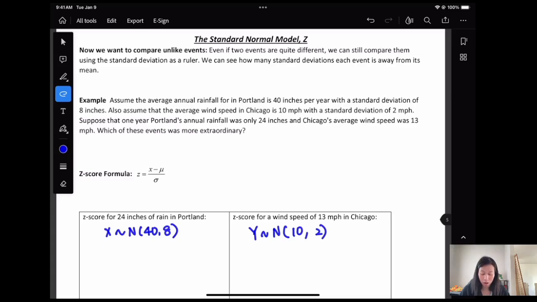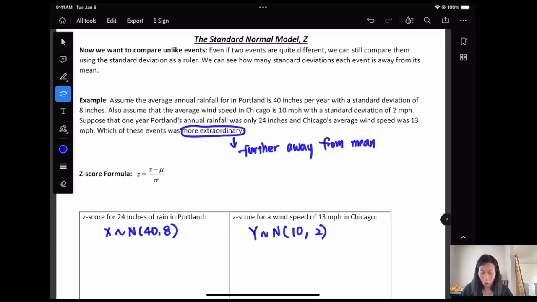Suppose that one year Portland's annual rainfall was only 24 inches and Chicago's average wind speed was 13 miles per hour. Which of these events is more extraordinary? More extraordinary means which event is further away from the center, or from the mean.